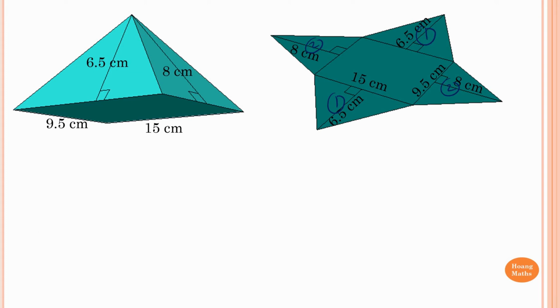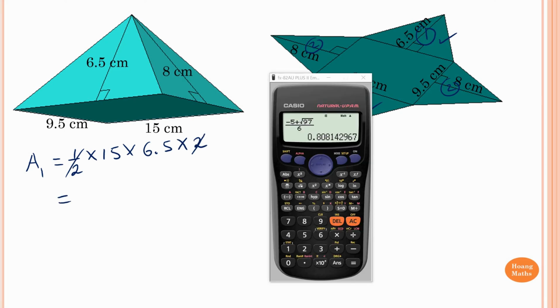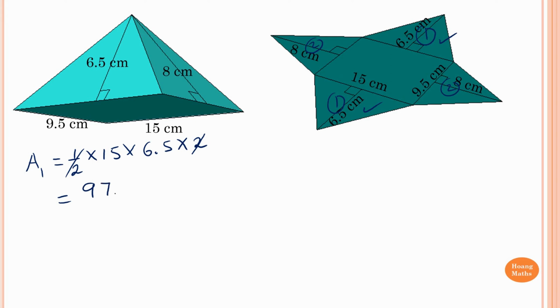So I just write the area of the first one is a half times base, which is 15, and times the perpendicular height, which is 6.5. And then of course, we have 1 of this and 2 of this, exactly the same, so we times 2. So this cancels out, which is 15 times 6.5. Otherwise, you can just put in a calculator a half times 15 times 6.5 times 2. Doesn't really matter. So the answer is 97.5. So write 97.5, and the unit is square centimeters.